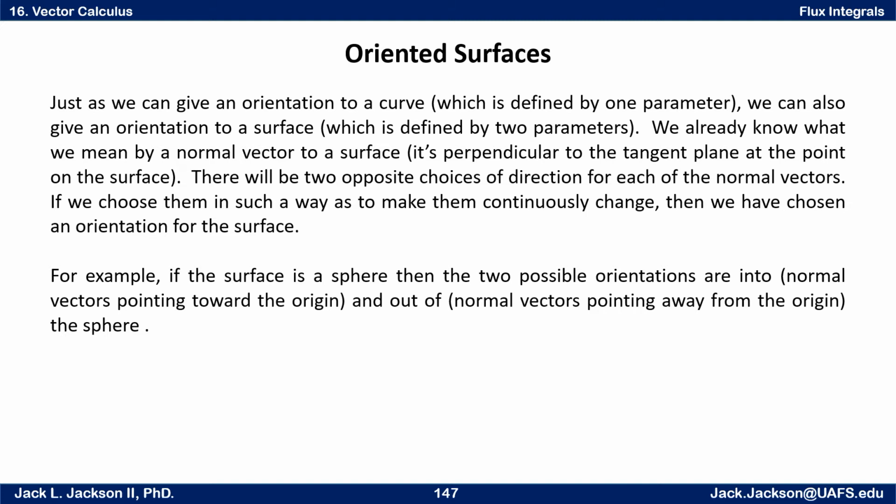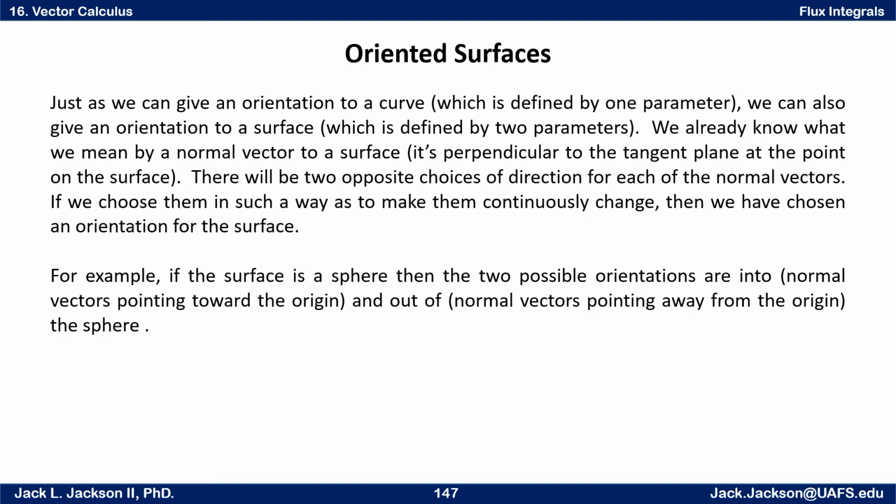We know what we mean by a normal vector to a surface: it's perpendicular to the tangent plane at the point on the surface. And there will be two opposite choices of direction for each of these normal vectors. If we choose them in such a way at each point on the surface to make them continuously change, then we have chosen an orientation for the surface.